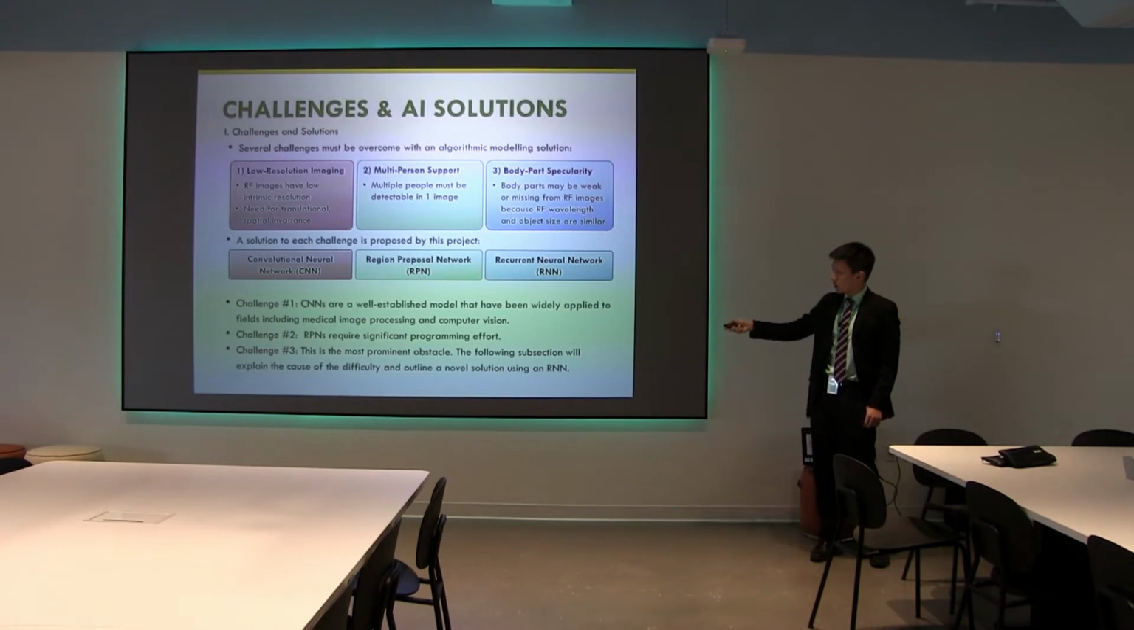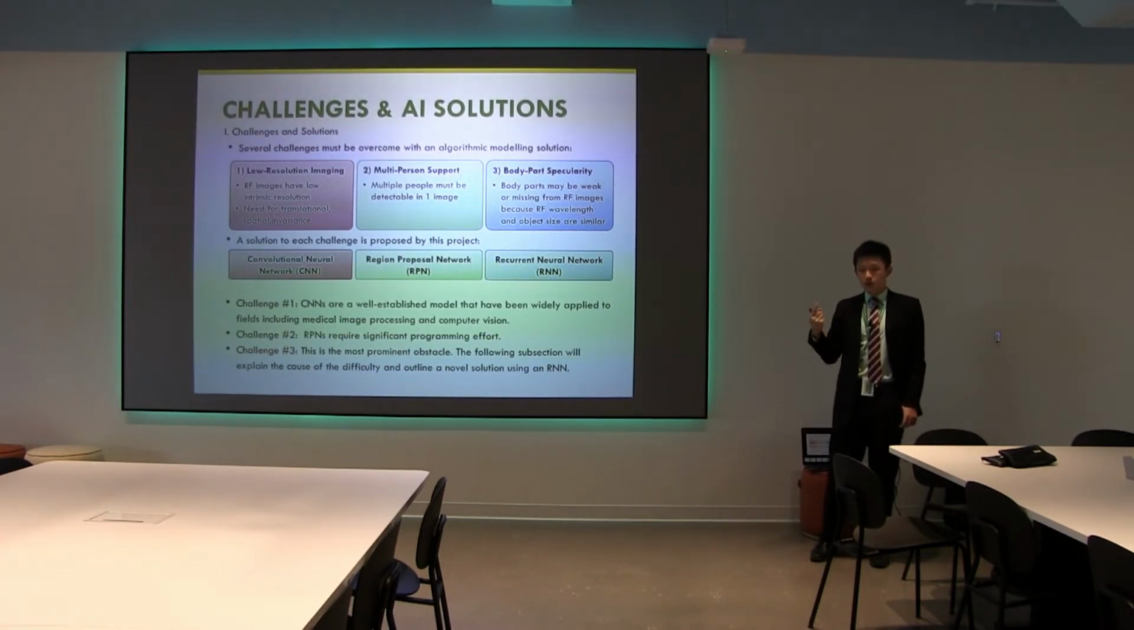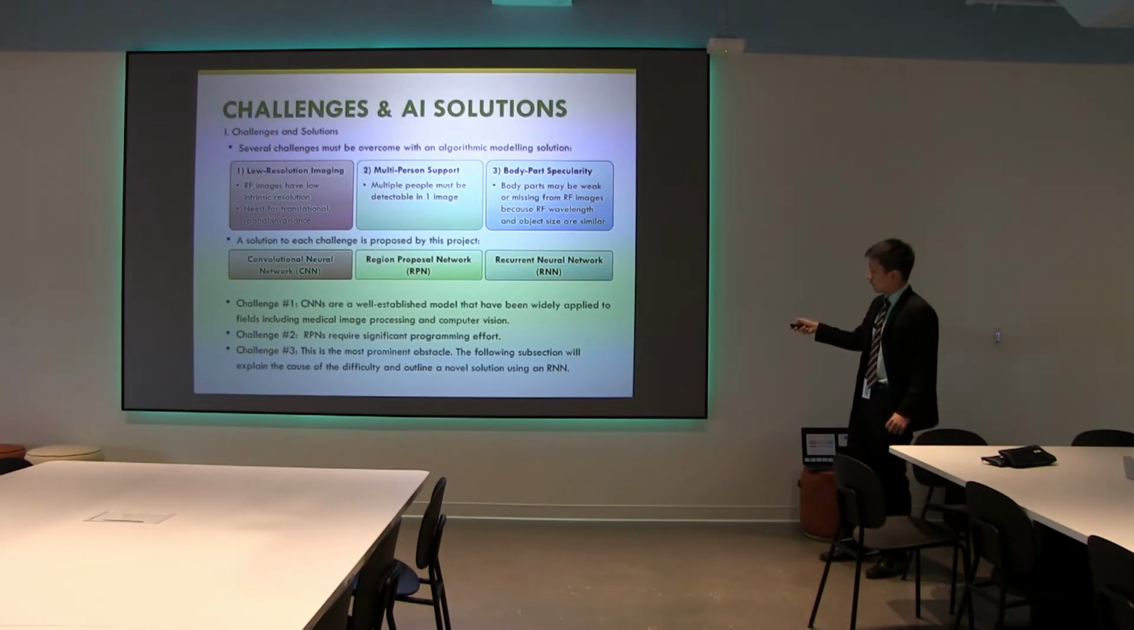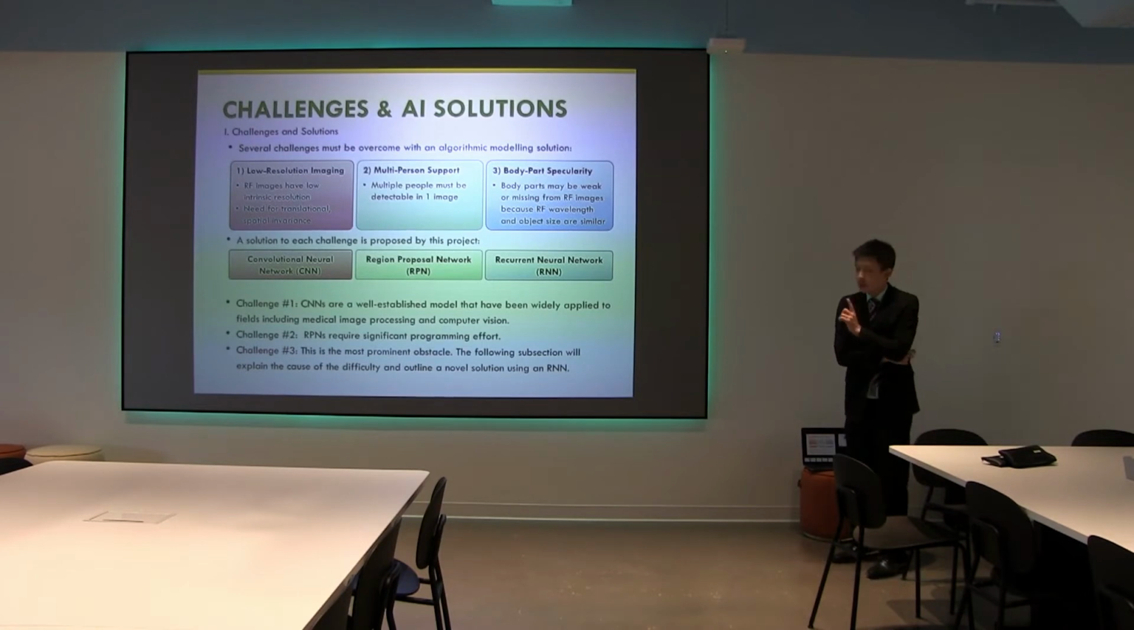Second, multi-person support we can solve using a region proposal network, and then we're going to use a little trick to be able to track people over time. And then finally, third is a recurrent neural network. So this is the interesting part.